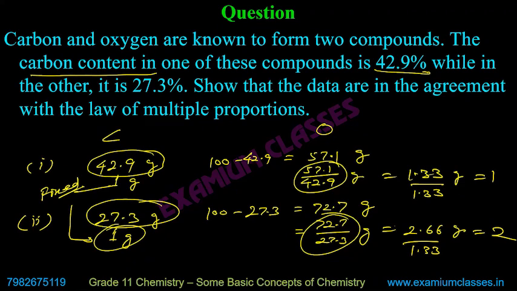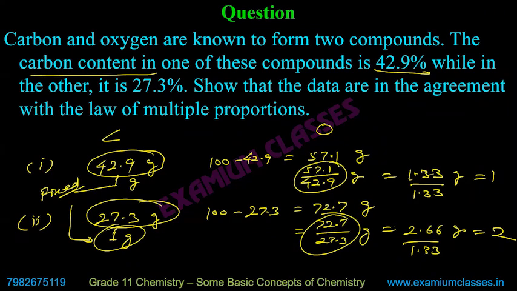For the law of multiple proportion, always fix the amount, usually in such questions 1 gram, and get the corresponding amount of the other element, whose mass ratio you have to find. So those masses should be in simple whole ratio.